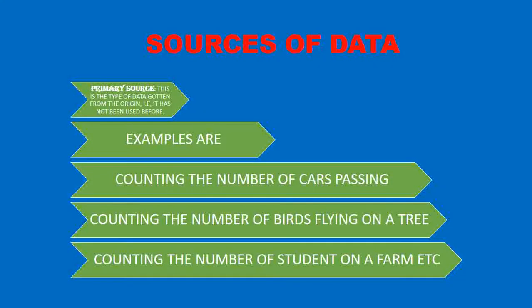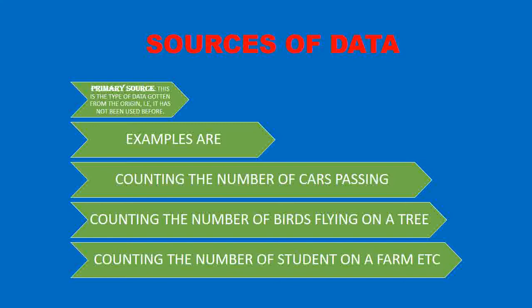So let's go to the sources of data. There are two sources of data. Right now you are in secondary school. Last year you were in primary school. So the same thing applies to the sources of data. We have the primary source, then we have the secondary source. The primary source of data is the data that you get from the origin. In fact, you get it by yourself from the origin.